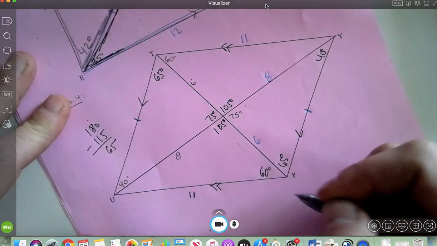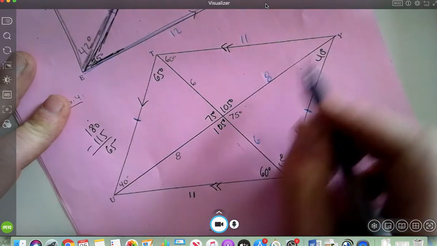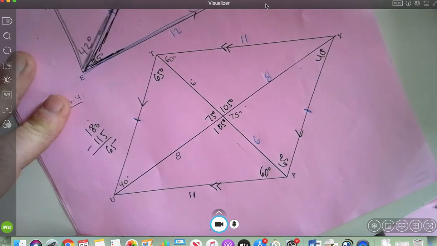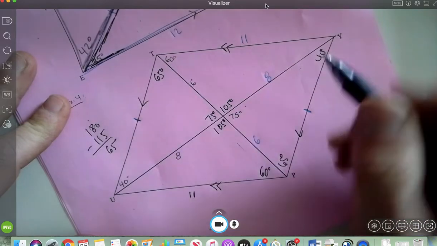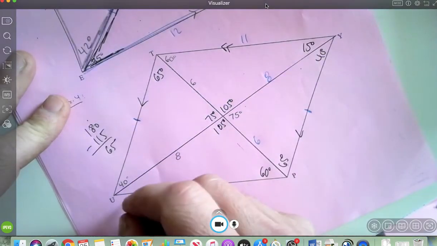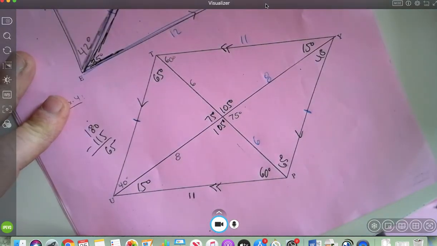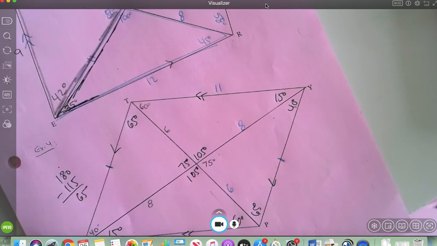We don't have this one or this one yet. We know they're going to be congruent, but we can figure it out because we have 180 minus 105 minus 60. That'll leave us with 15 degrees. If we add these two up, we get 125, and then we add up these, 55. Hey, those do in fact add up to 180. So remember, consecutive angles, and that's how we can check our answers there.